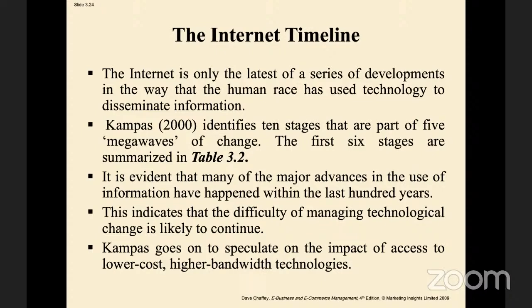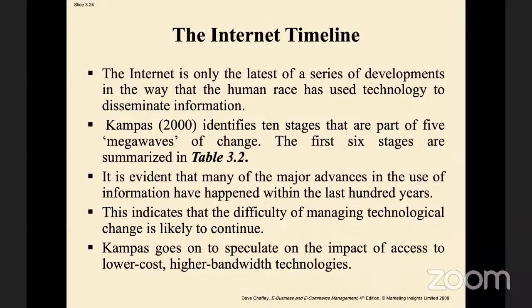Okay, then the internet timeline. The internet is only the latest of a series of developments in the way that the human race has used technology to disseminate information. So obviously through the internet, all the people are connected, all the PCs are connected. So it is the age of digitalization, and it is very important for us to be connected. So in recent times, the internet is the most important and most advanced form of development that connects us all.